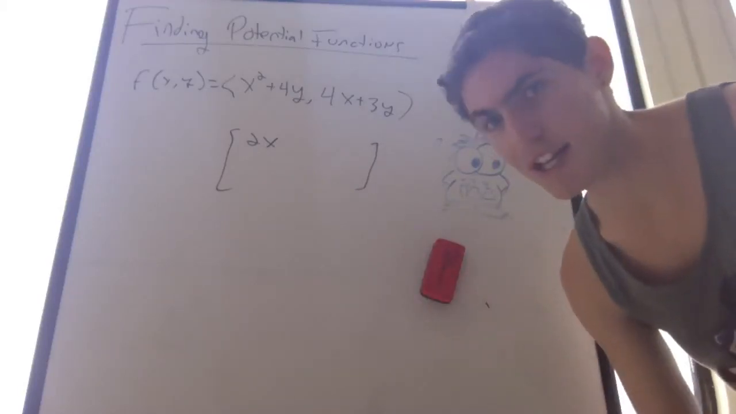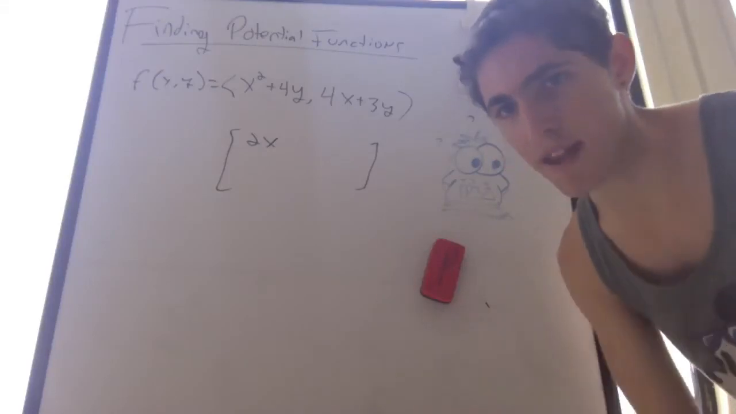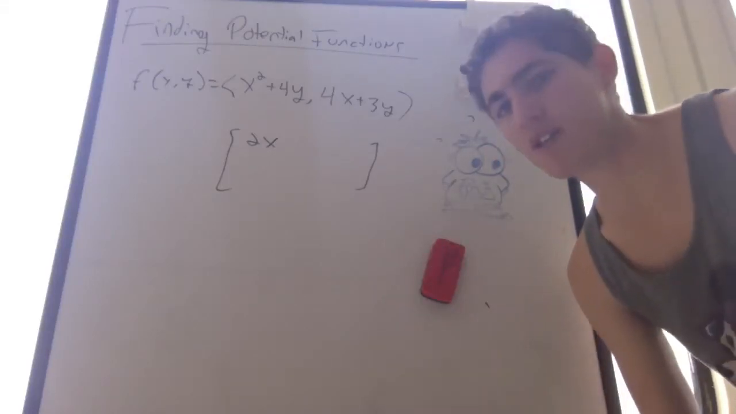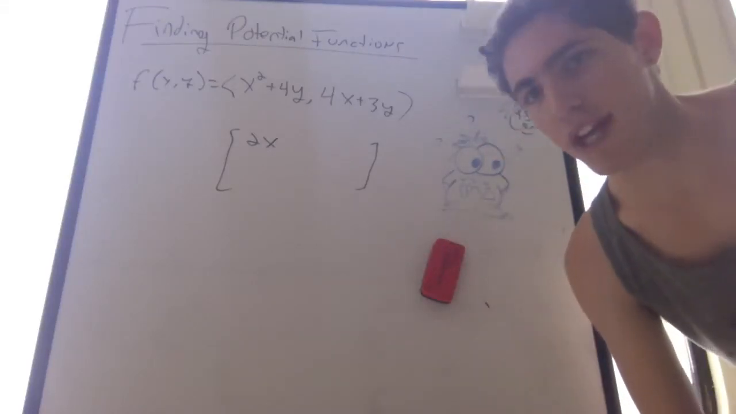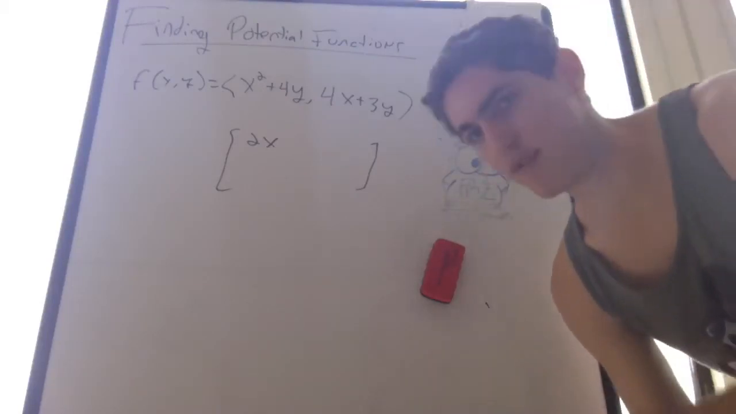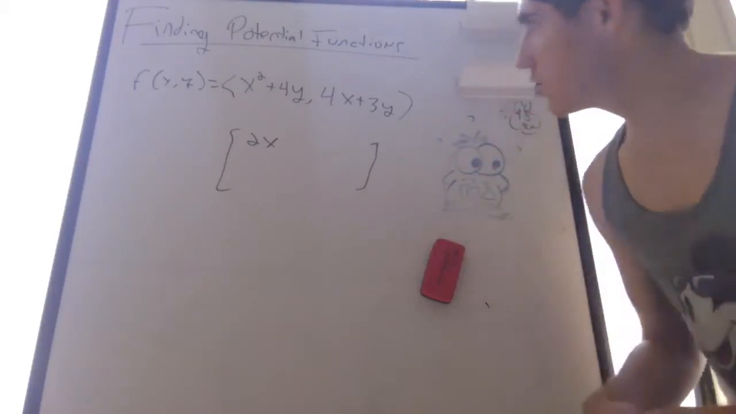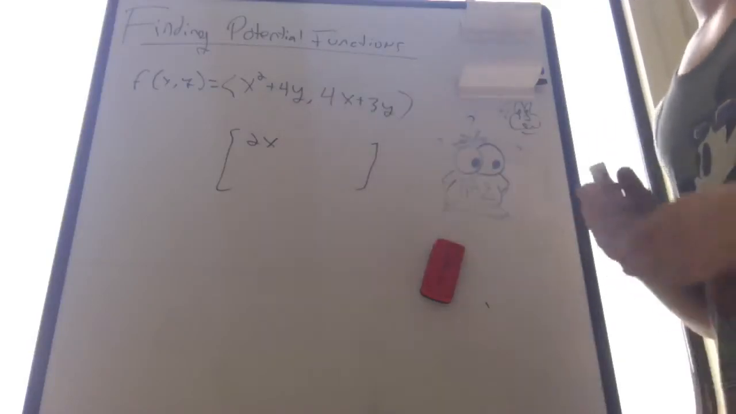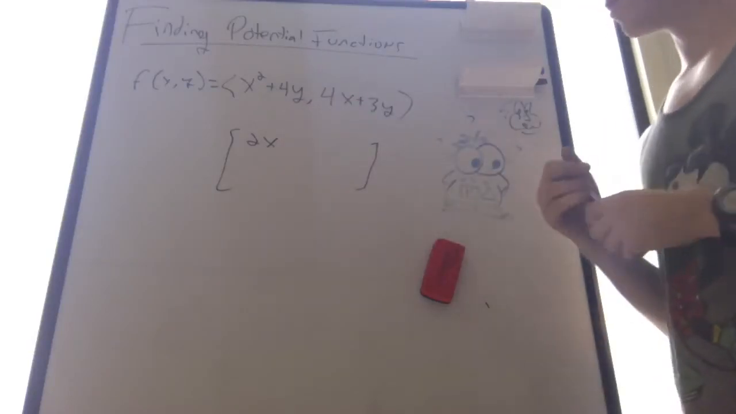So what we can do is take the second derivative, which is a 2 by 2 matrix, and see if it's symmetric, which means if you take the x derivative and then the y derivative, it should be equivalent to taking the y derivative and then the x derivative. So consider the function we just did: x squared plus 4y, y squared plus 3y.